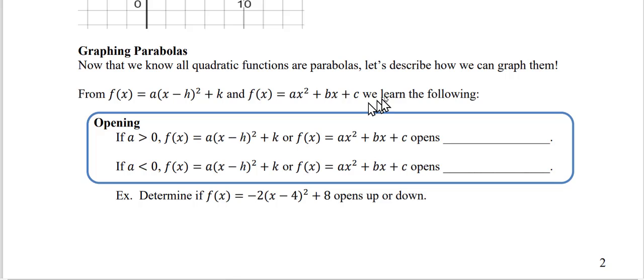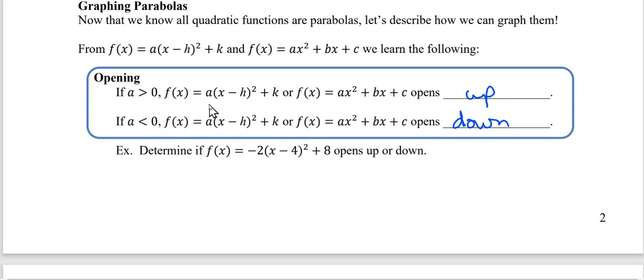We know that all quadratic functions are parabolas. Let's describe how we graph them. We're going to look at a couple of things. First of all, the opening, A. If A is positive, that parabola will open up because there's no reflection. If A was negative, you would have a reflection and it would open down.